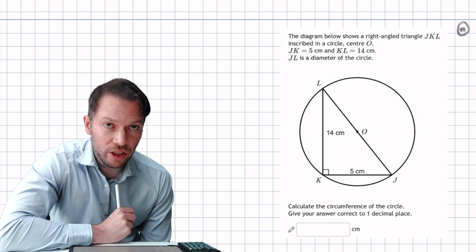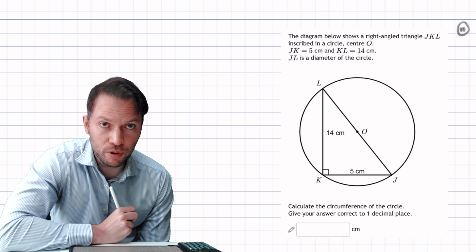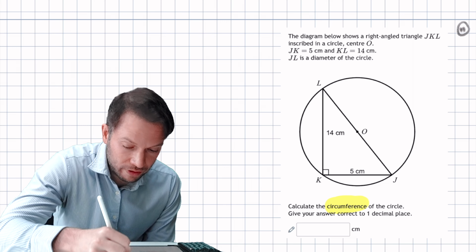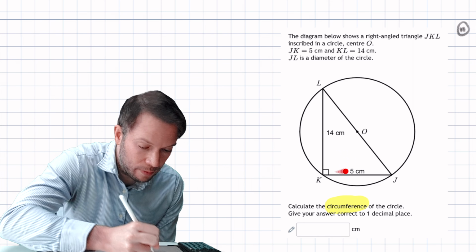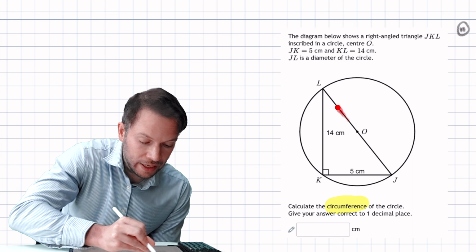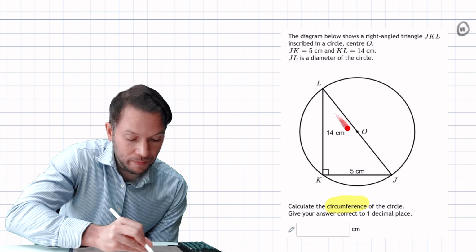Hi, in this video we're going to use Pythagoras theorem to find some property of a circle. In this case we want to find the circumference of this circle. Now we're given this right angle triangle here, and we're also told that JL is the diameter, so this length here is the diameter of this circle.